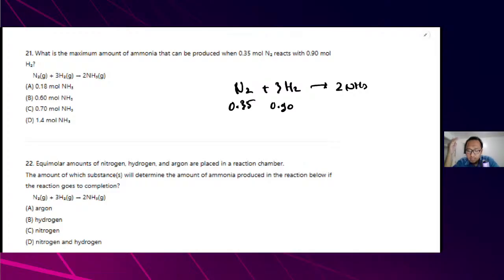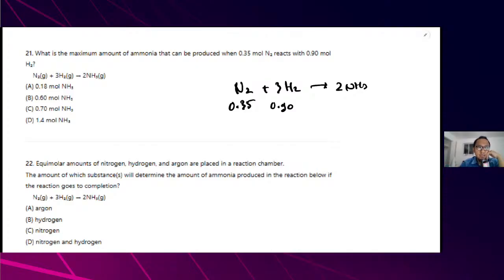So let's take a look at how to get the limiting reactant. 1 mol N2 will react with 3 mol H2. I will repeat it again: 1 mol N2 will react with 3 mol H2.